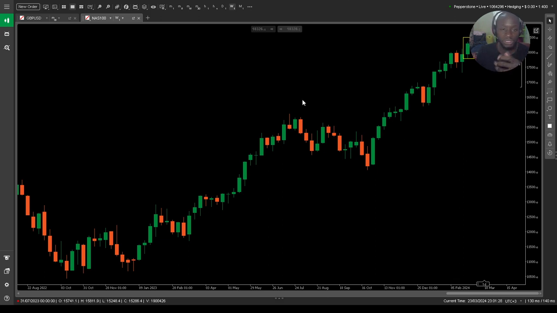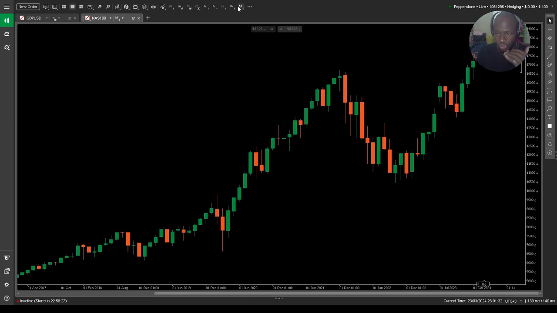So we're on this chart. This is on Nasdaq. As you can see, the Nasdaq is in a very strong bullish trend. Over the past few months, when you look at the monthly candle, the Nasdaq was skyrocketing up. So basically, we are in a very strong uptrend.